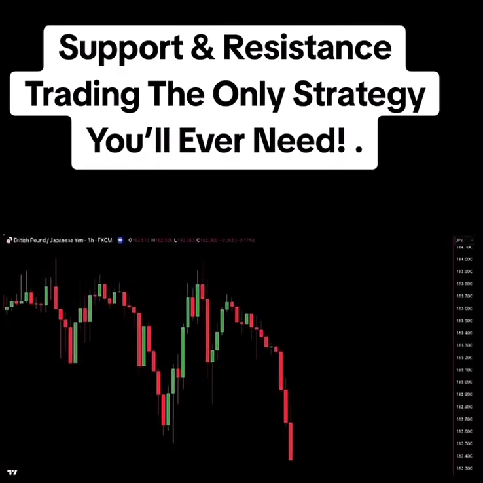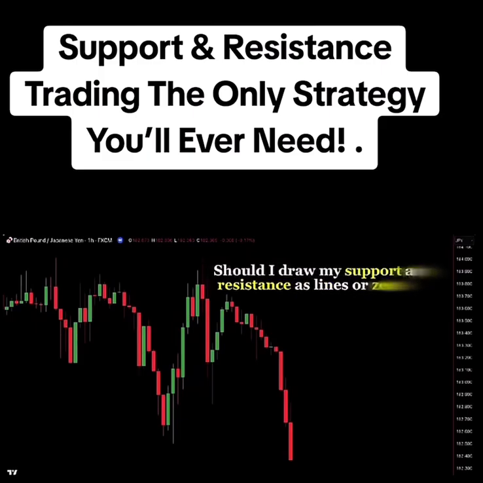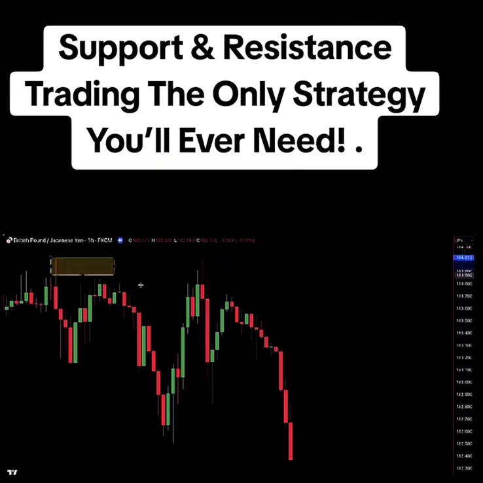One of the most common questions traders ask is, should I draw my support and resistance as lines or zones? Let's break it down using an example from the British pound, Japanese yen. A single horizontal line works well when all the reversal points align perfectly along that line. As you can see here, by plotting one line, we can identify a clear and obvious resistance level because the reversal points align perfectly.